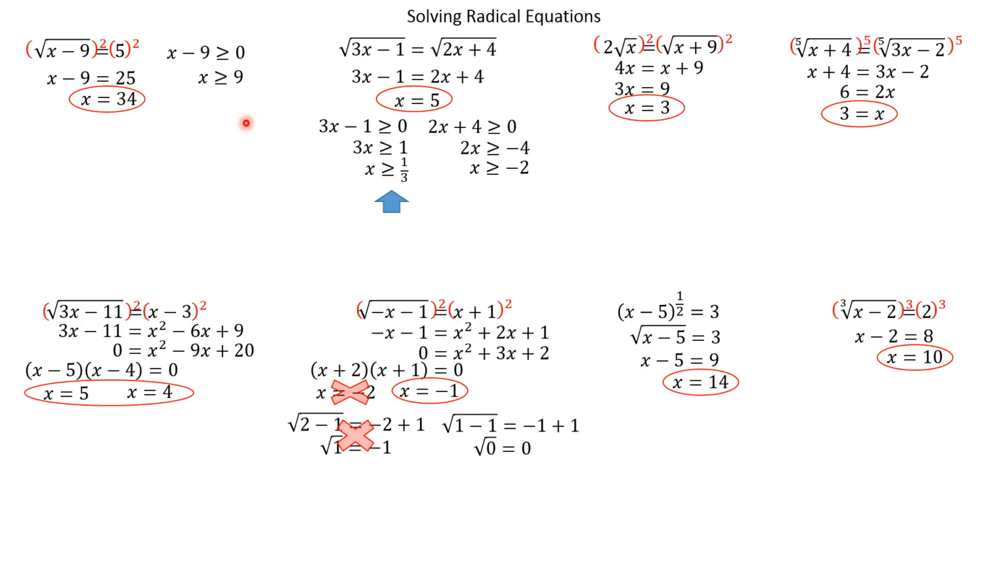Again, it's the same thing. The general idea: square both sides, solve from there, or cube both sides, solve from there, and then check your answers to make sure that they work.